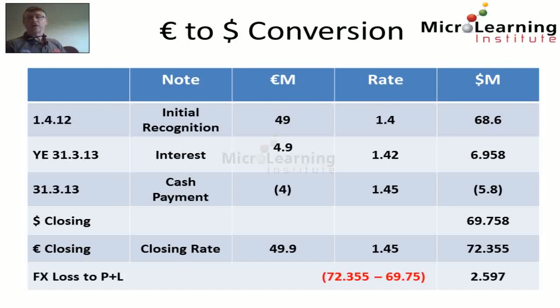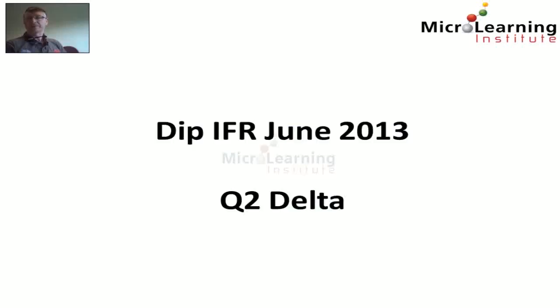So consequently, we have a foreign exchange loss. Our liability is greater than what we had anticipated, and we need to recognize an additional foreign exchange loss to P&L of the difference between the 72.355 and the 69.758, which is $2.597 million in foreign exchange loss to P&L.